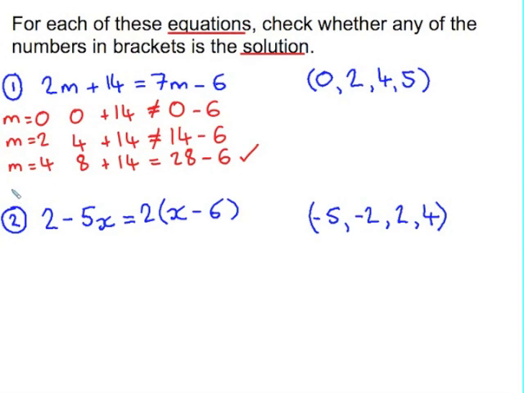We'll just try m equals 5 as well. 2m is 10 plus 14 equals 7m, it's 35, take 6. So 24 equals 29, they are not equal. So the solution here is m equals 4. Now I'd like you to pause the video and try example number 2. Substitute in the values of -5, -2, 2 and 4 for x here to see if you can find the solution.